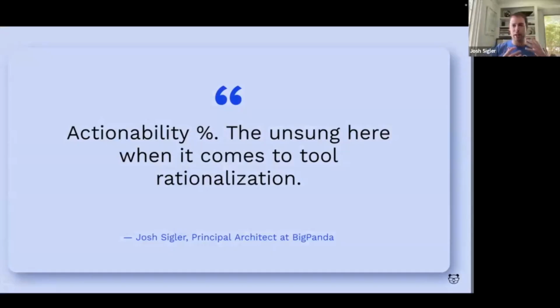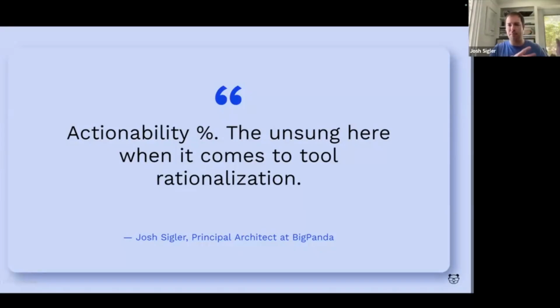Now, I've been talking about this concept of actionability, and someone really smart came up with this quote. They said, "One of the things that BigPanda does, actionability percentage, it's the unsung hero. It's one of the keys to actually understanding what value I'm getting from these tools." And I wanted to use this as an opportunity to walk through another example.